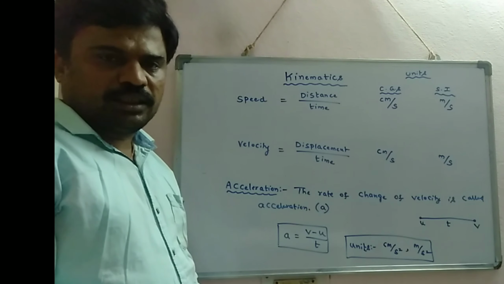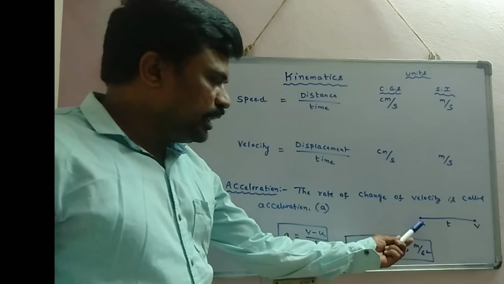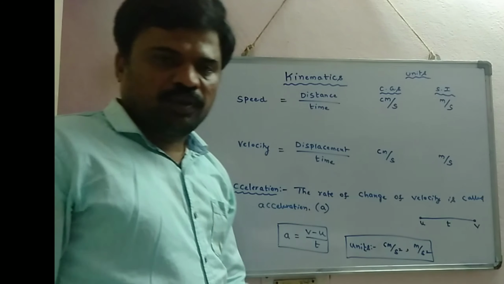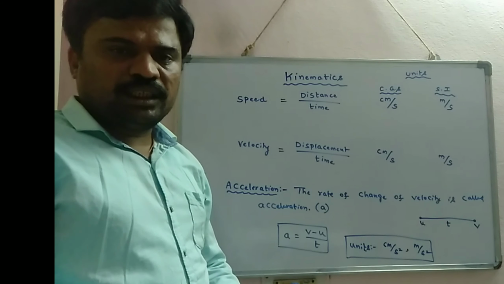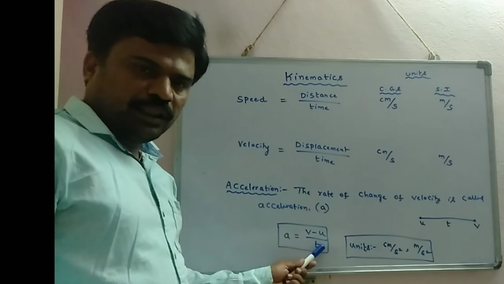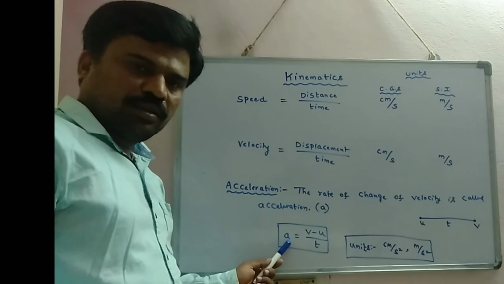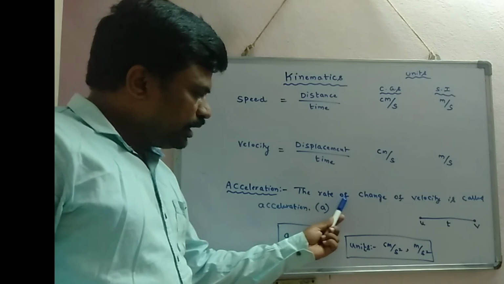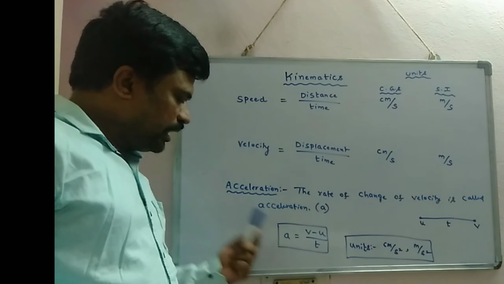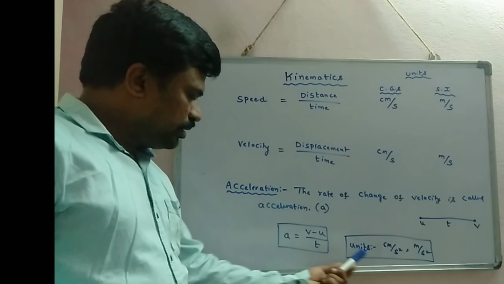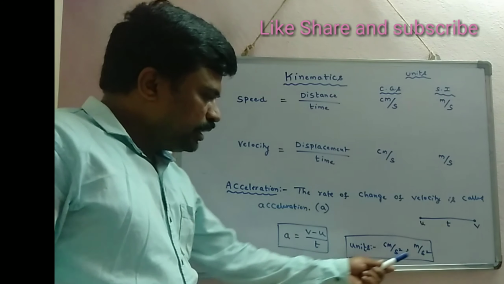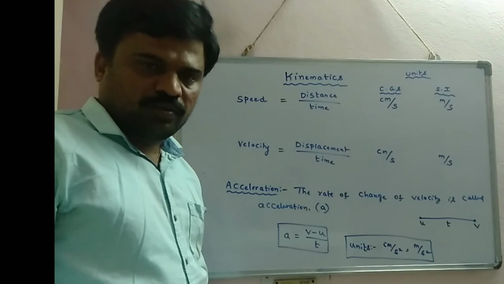Next let us talk about acceleration. What is meant by acceleration? Consider a body moving with initial velocity u. After some time t, its velocity is v. Now let us find the change in velocity. Change in velocity per unit time we call acceleration. That means the definition is the rate of change of velocity. And the units: the CGS unit is centimeter per second square and the SI unit is meter per second square.